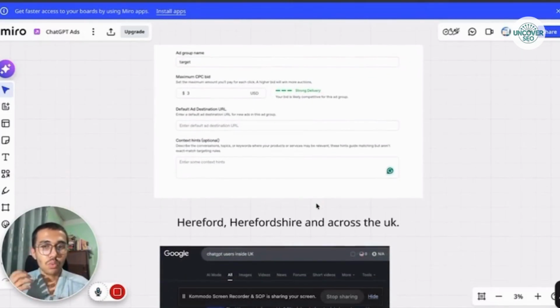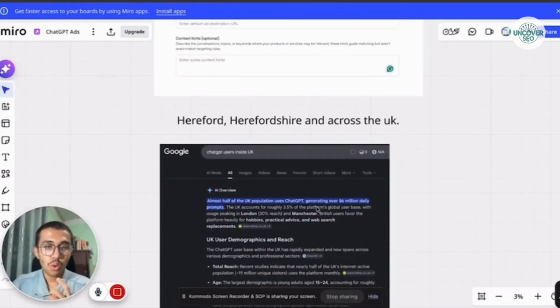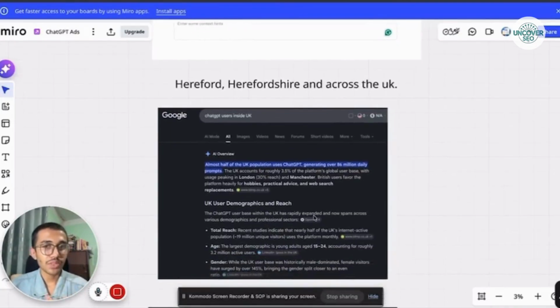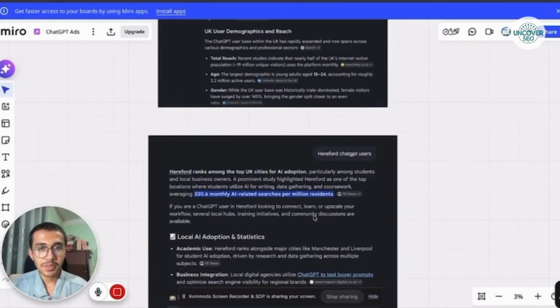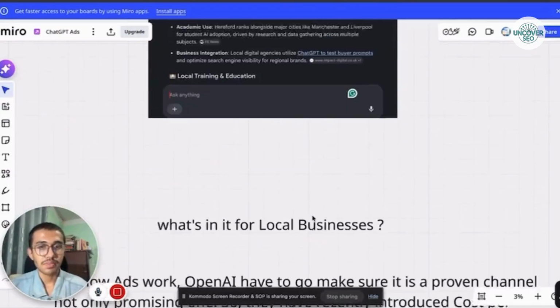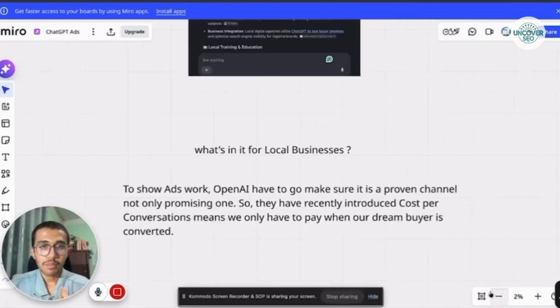Let's see why ChatGPT ads for Hereford and Herefordshire businesses across the United Kingdom. The UK is one of the top countries for ChatGPT users. Almost half of the UK population uses ChatGPT, generating over 86 million daily prompts. 86 million. And for context, ChatGPT has 1 billion plus active users. The UK ranks among the top countries for adoption, with cities like Manchester and London. So let's go to our main topic.